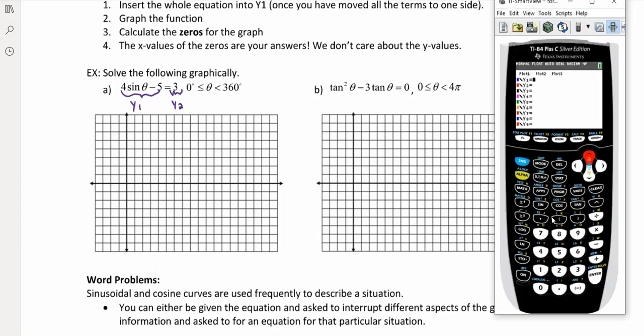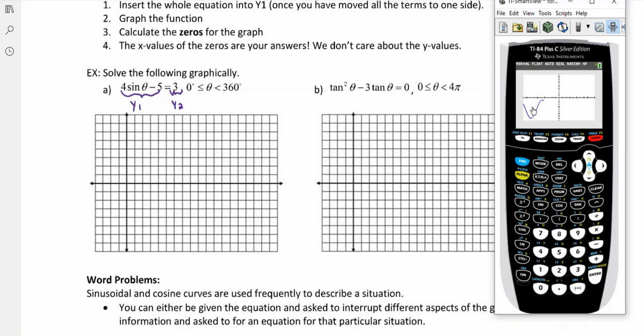So if we graph our y1 as 4 sine, and then we can't really type theta in the calculator, so I'm going to type in x, right? So that's our variable, so x, and then close the bracket, and then minus 5. All right, and then for y2, I'm just going to graph the line 3, so the horizontal line at 3. So let's see what we get.